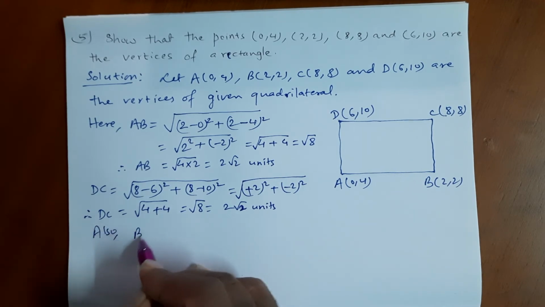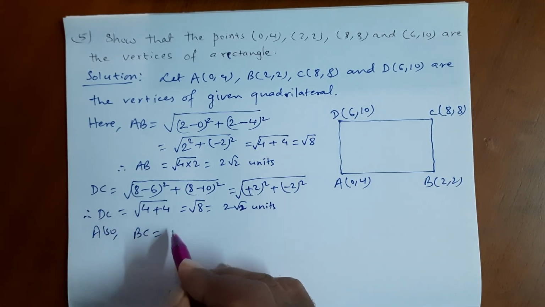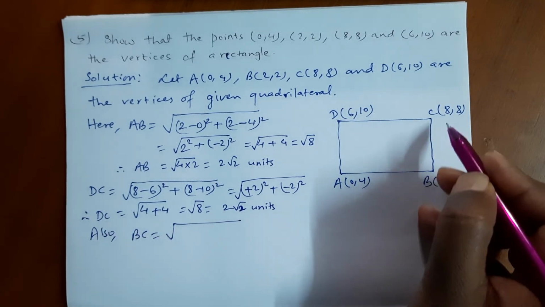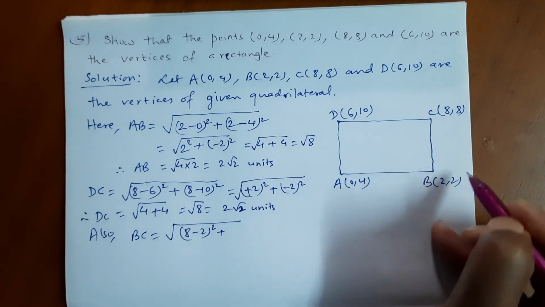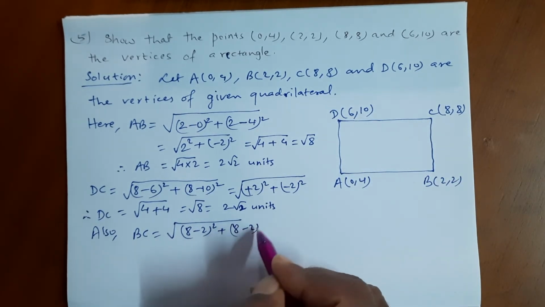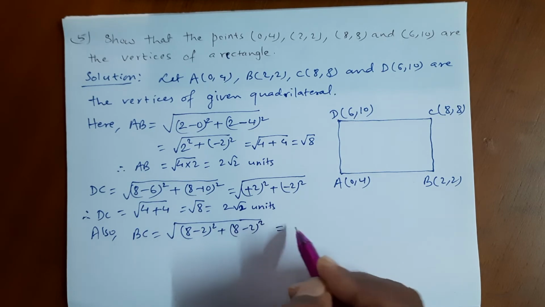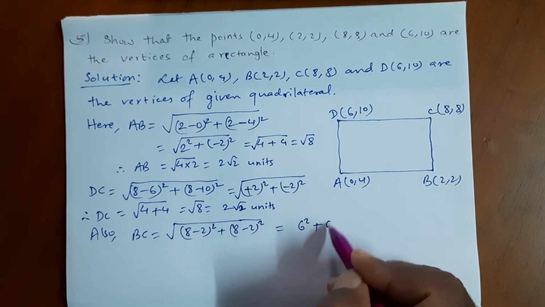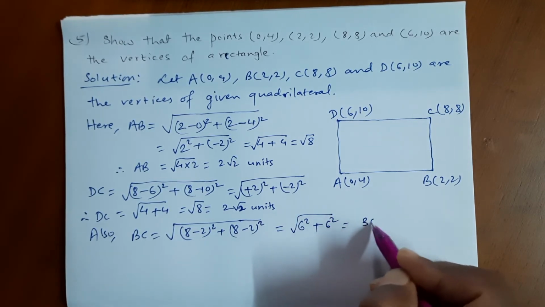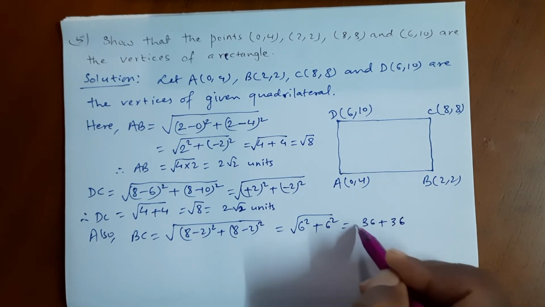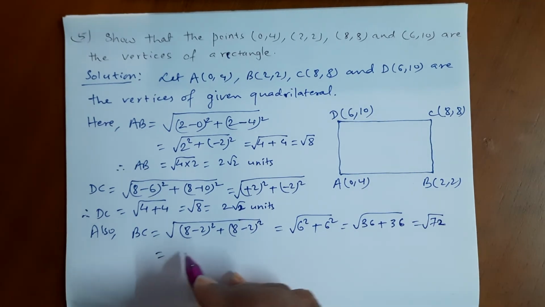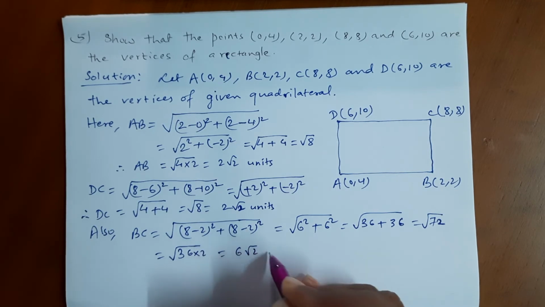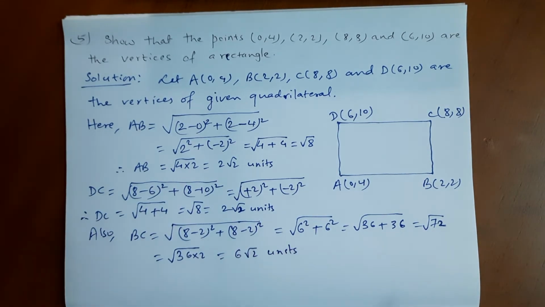Also BC equals, also using the distance formula, 8 minus 2 square plus 8 minus 2 square, 6 square plus 6 square, 36 plus 36, 72. This 72 you can write as 36 times 2, and that will be 6 root 2 units here.